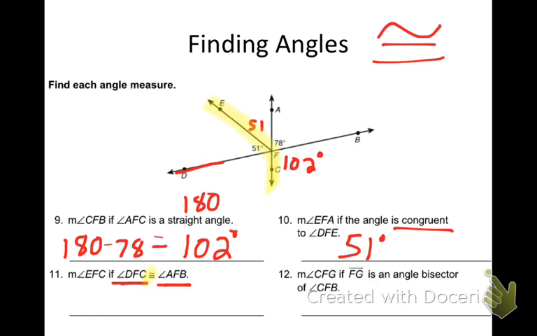Okay, so if DFC is the same as AFB, well, Blake, what's DFC have to be then? Okay, this angle has to be 78. Well, then how would I find that highlighted angle, Blake? I would say 51 plus 78, and I'd get what, Blake? 129 degrees. Good work, sir.